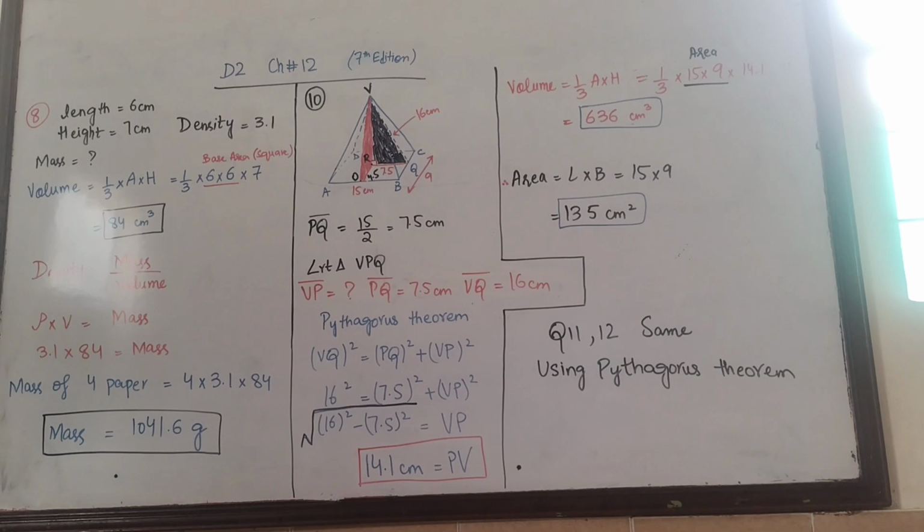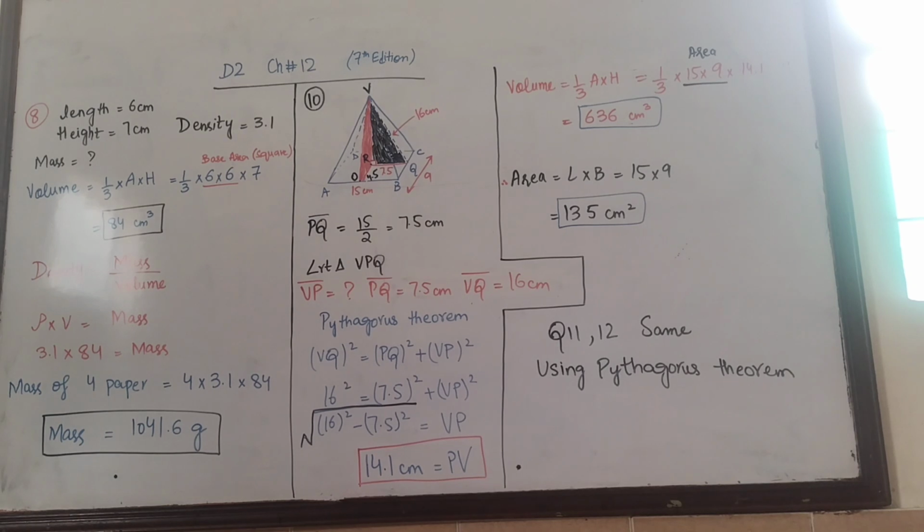So I have drawn two triangles, which are both right angle triangles, and in question number 11 you have to do this. You have to make two lengths, L1 and L2, and you have to use the Pythagoras theorem twice to find the length and solve the question in a similar way. That's all. Your exercise 12A will be completed. You have to do it up to question number 12.